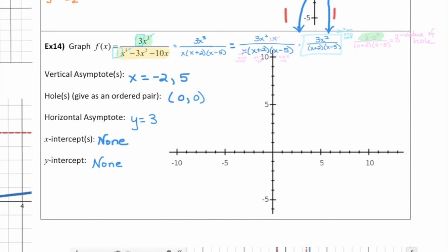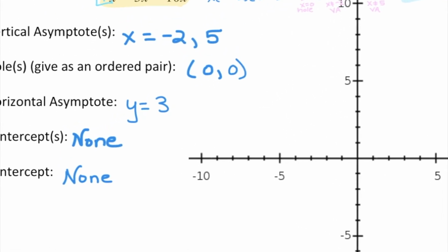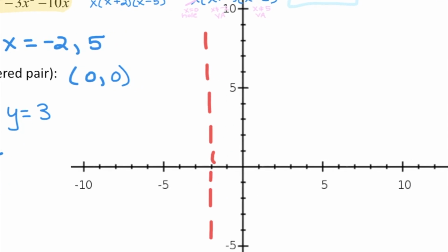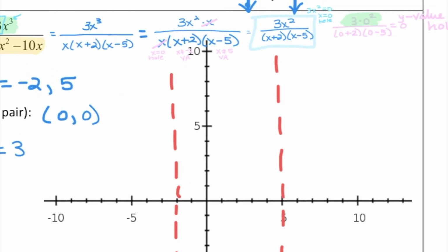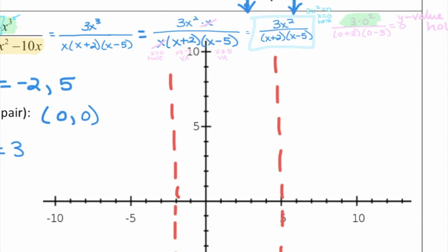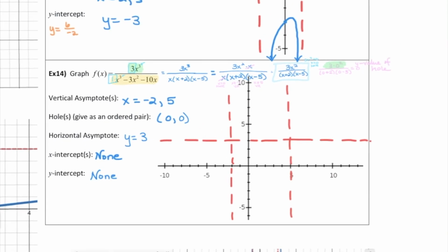I'll start with my vertical asymptotes. I've got one at -2, and I've got another at +5. And then my horizontal asymptote is at y equals 3. So those are my asymptotes.